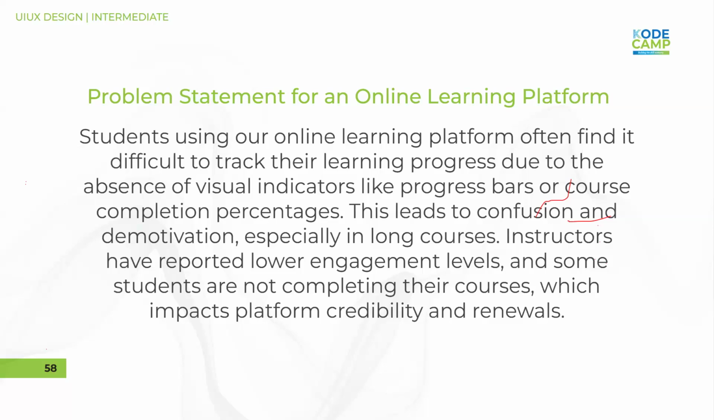Students using our learning platform often find it difficult to track their learning progress due to the absence of visual indicators like progress bars or course completion percentages. So this leads to confusion and demotivation, especially in long courses. Instructors have reported lower engagement levels, and some students are not completing their courses, which impacts platform credibility and renewals. So this is a problem statement example.